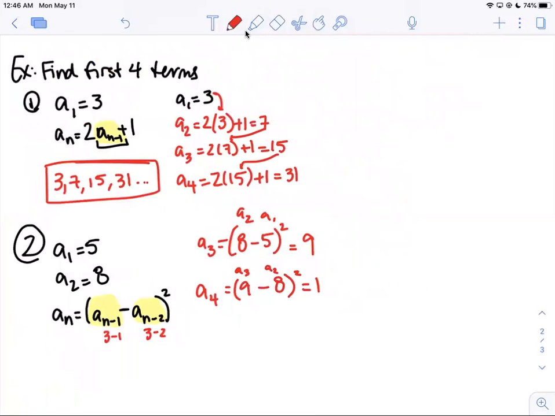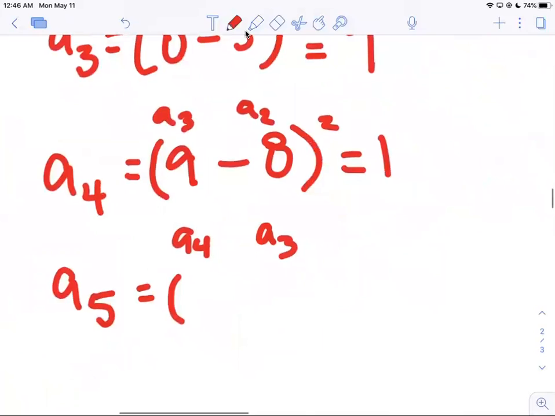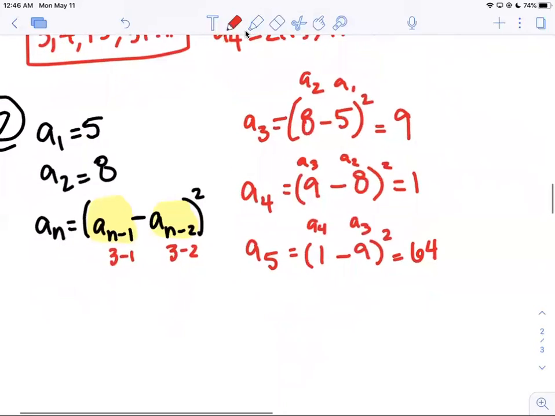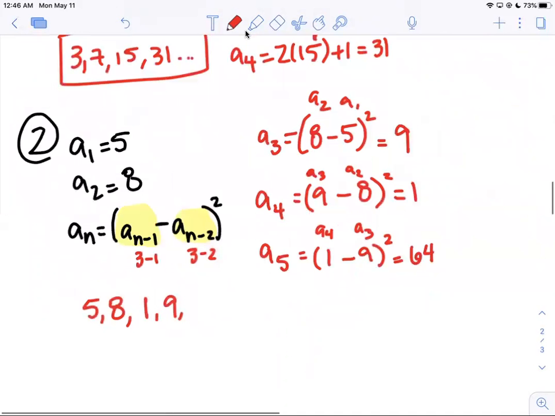And then do I have to find another term? Let's just find another term. I don't know what the directions I gave you, but let's just find at least one more. All right, so now I'm going to do a sub 4 and then a sub 3. So a sub 4 was 1 minus a sub 3, which was 9 squared. 1 minus 9 is negative 8. Negative 8 squared is positive 64. So this one's kind of a funny sequence, but that's okay. 5, 8, 1, 9. Nope, I did that wrong. 9 and then 1. And then 64.